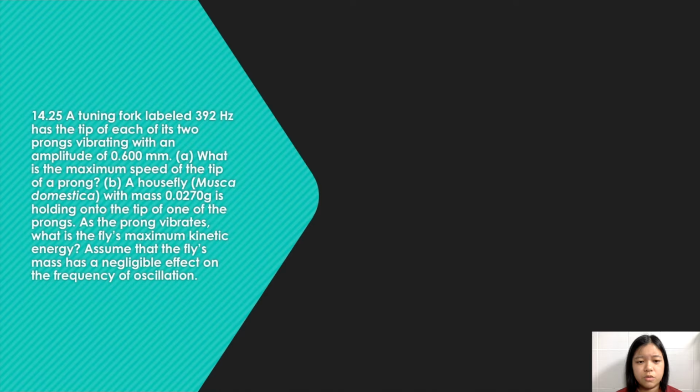So for this problem, we'll find omega again to start off, and simply substitute f, which is 392 Hz, and we'll get an omega of 784 pi rads per second. Now, to answer letter A, we'll let theta equals 0 to simplify the problem. And we'll use this formula, v equals negative omega A sine omega t plus theta.